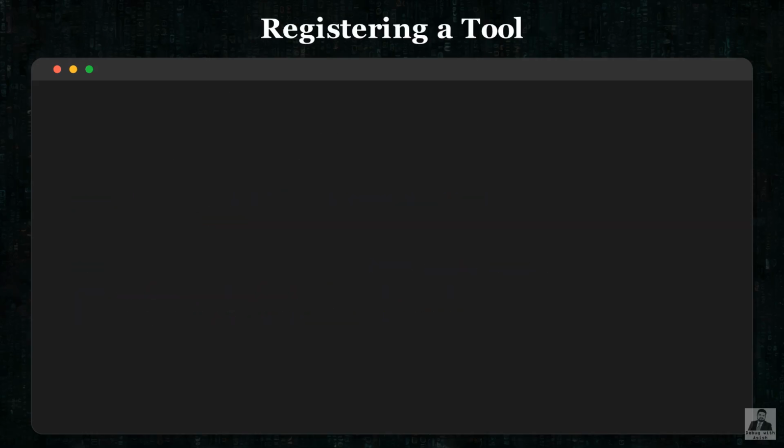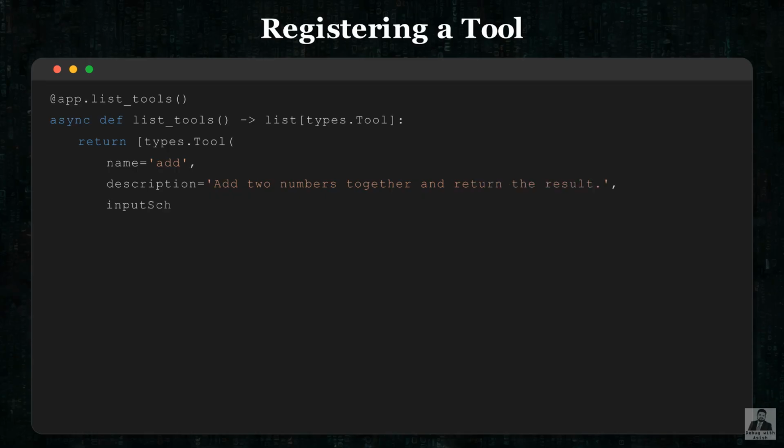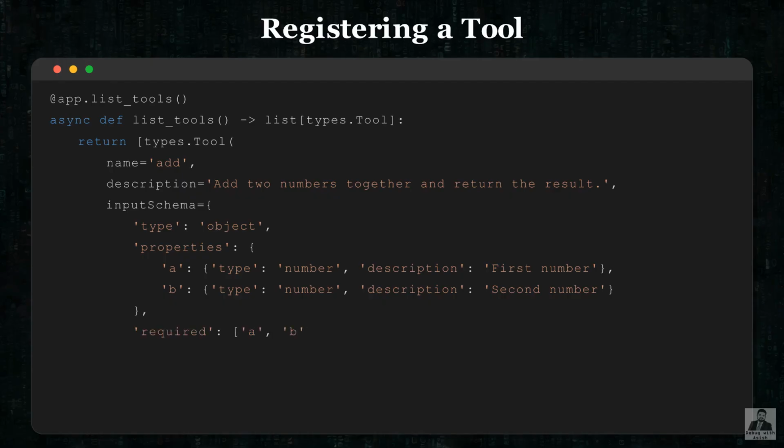Tool registration uses 2 handlers. The first is the list tools handler, decorated with app.list_tools. This is called by the client to discover what tools the server exposes. We return a list of tool objects. Each tool has a name, a description, and an input schema defined as a JSON schema object. The description is what the language model reads to decide whether to call this tool. The input schema tells the model what arguments to provide and validates them before the function runs.